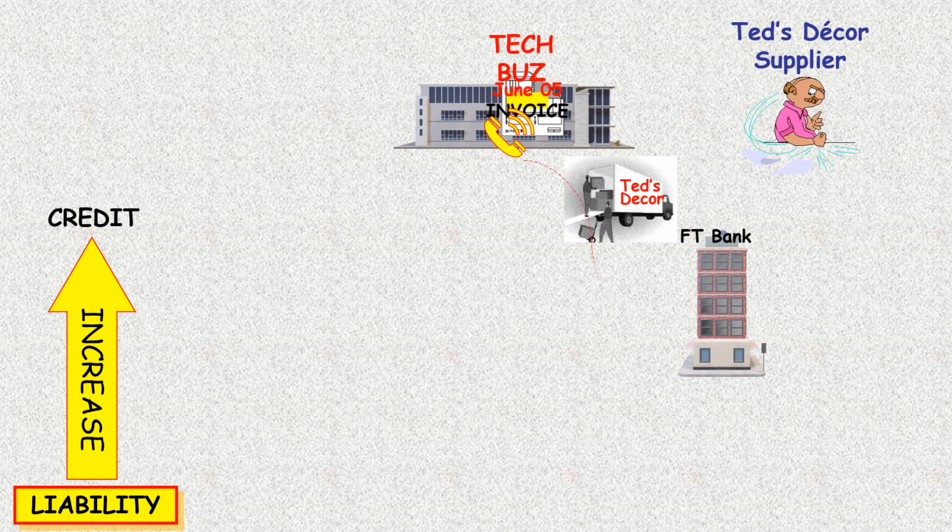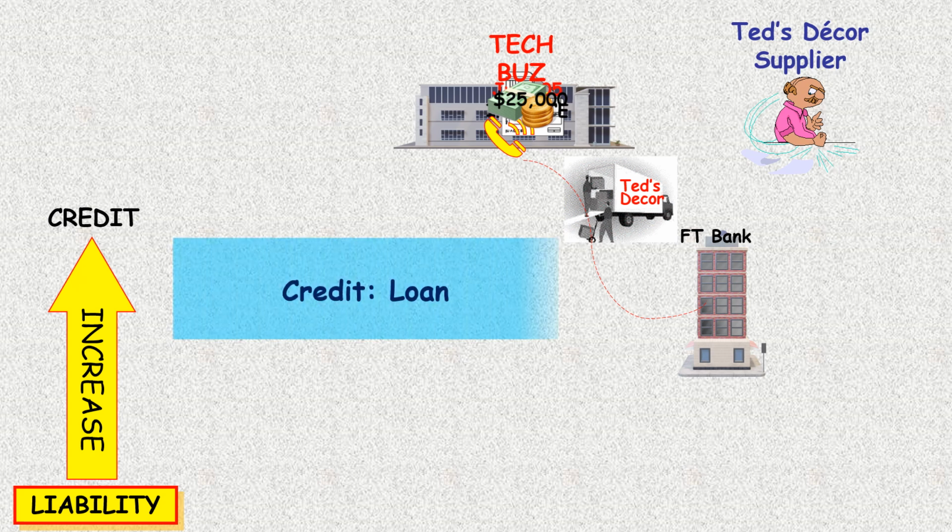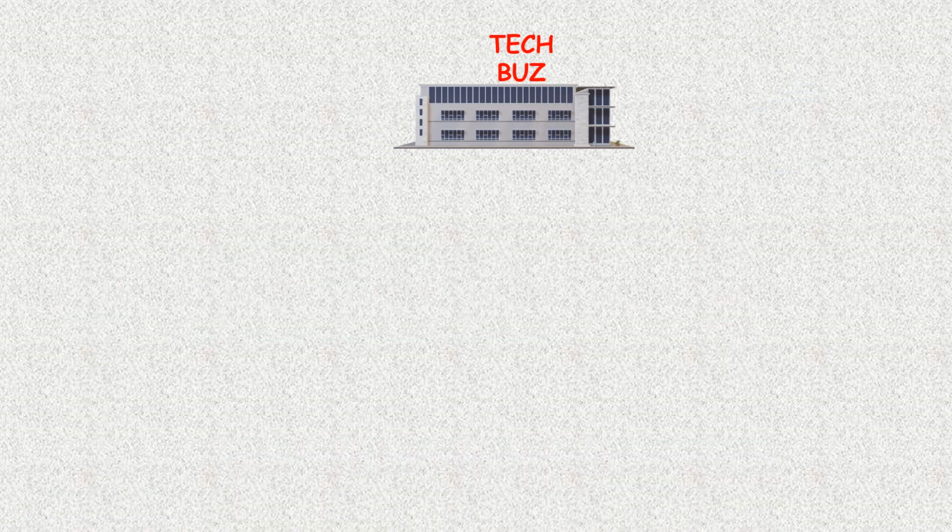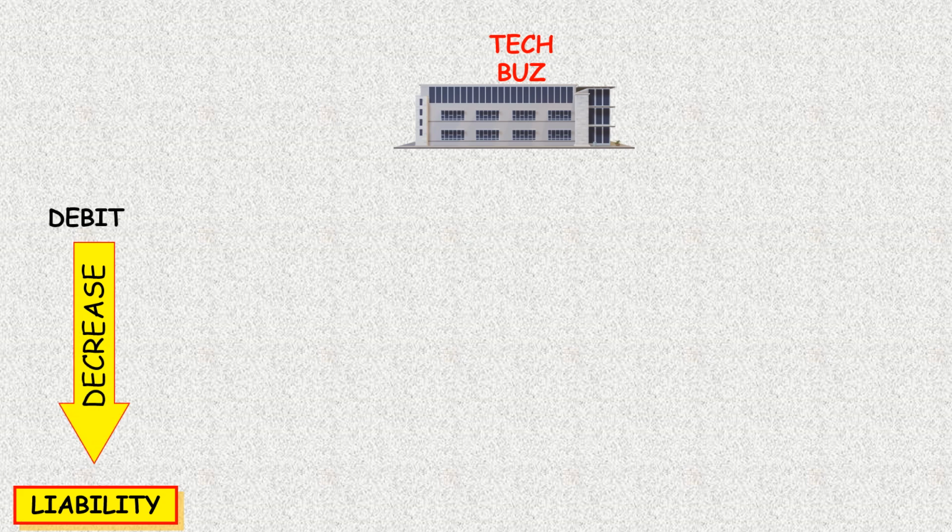Similarly, for the bank, when we get a loan, the bank sends us the money, but at some time in the future we have to return that loan. So we now have a liability, which will be credit loan. How about a decrease in liabilities? A decrease in liabilities is always debit.